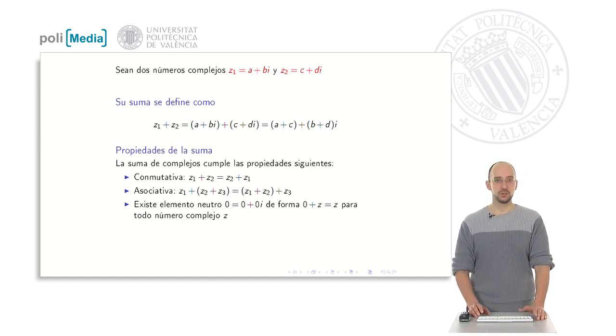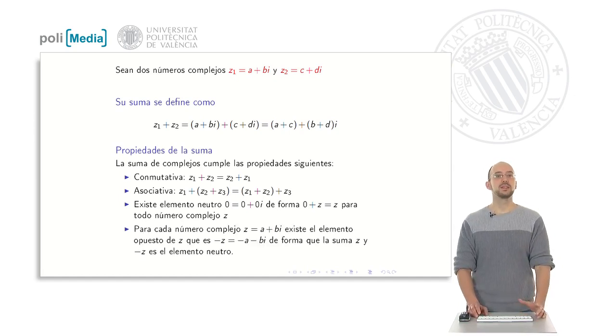There is also what we call the neutral element. In this case, the neutral element is denoted by 0, but you have to keep in mind that it is the complex number 0, that is, 0 plus 0 times i, so that any complex number added with that stays exactly the same. 0 plus z is always equal to z.